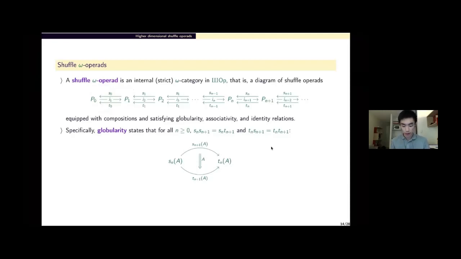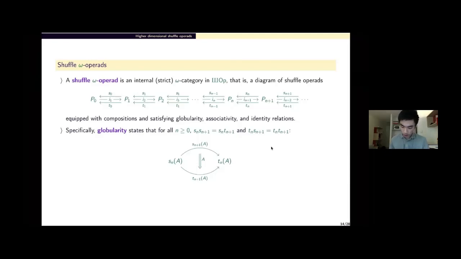So these satisfy some axioms which I will not detail here. Well, not all of them, including associativity and identity for compositions, as well as globularity, which I'll detail. I forgot to mention that this is something that Eugenia Cheng already talked about. In higher dimensions, there are more compositions. So in dimension 1, we just have composition, we concatenate morphisms. But in dimension 2, there are horizontal and vertical compositions. And in n dimension, there are n compositions. And so these satisfy certain axioms.